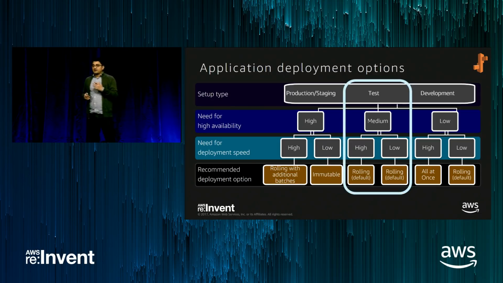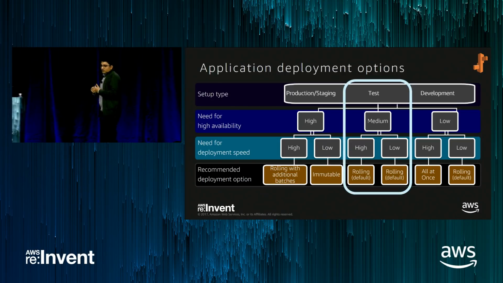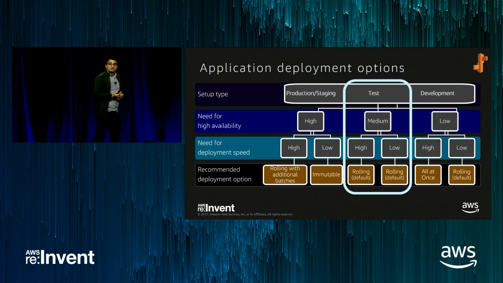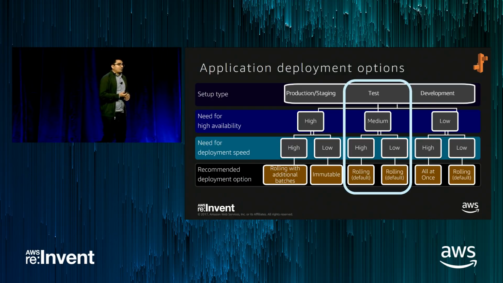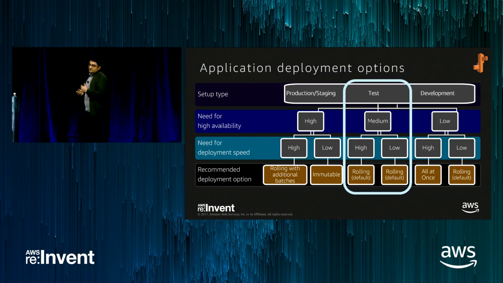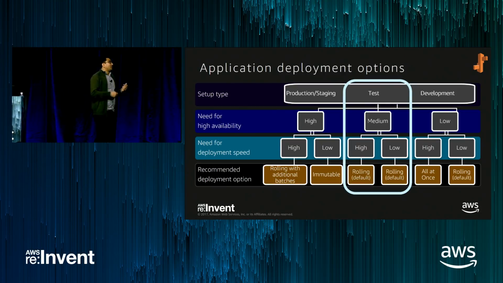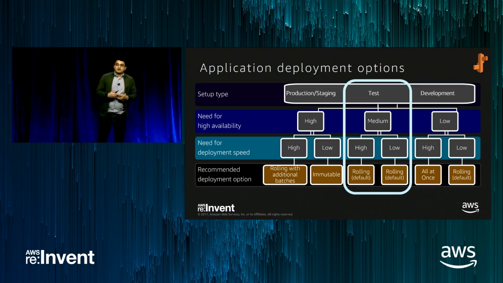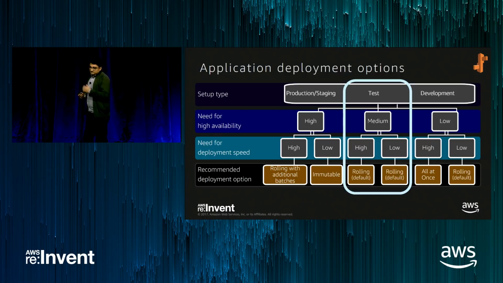So when you are doing testing, your main concern is that you also want to test some of the availability scenarios. So rolling is generally a good idea because you want to also do some testing in terms of the availability and the experience of the customer. But you want to be sure that you don't spend a lot of time on deployment speed.